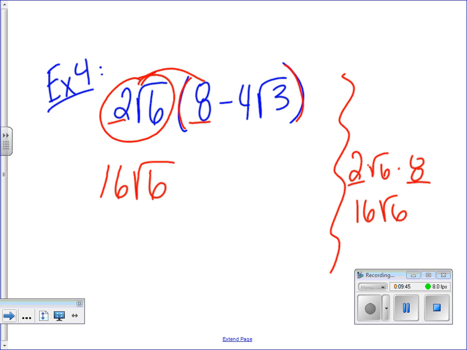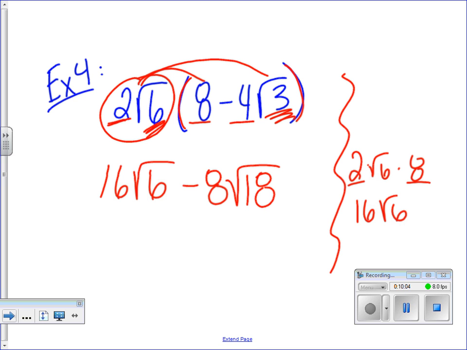Now I'm also going to distribute this to the negative 4 radical 3. Okay, well 2 times negative 4 is negative 8. And then the radical 6 and the radical 3, they're both under the same radical, it's square root, so we can actually just multiply them together. So 6 and 3 is 18.